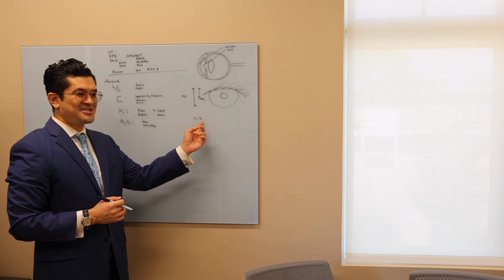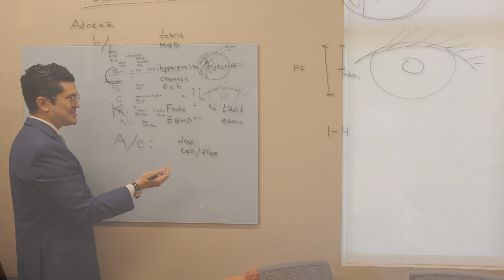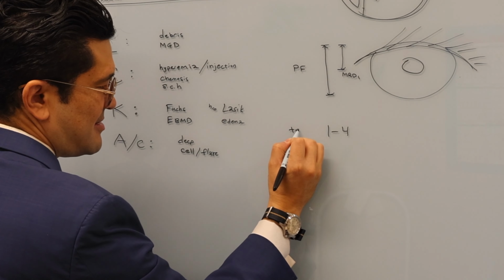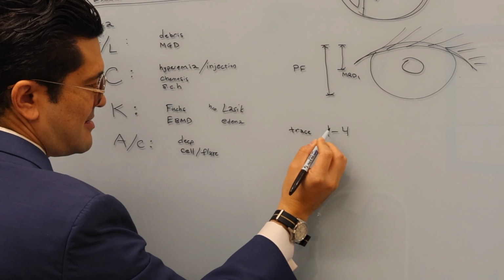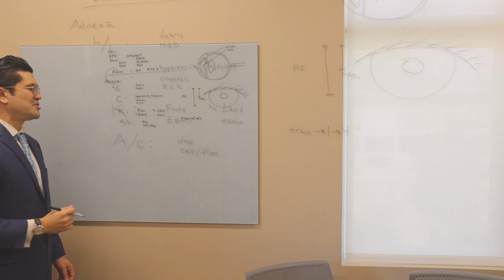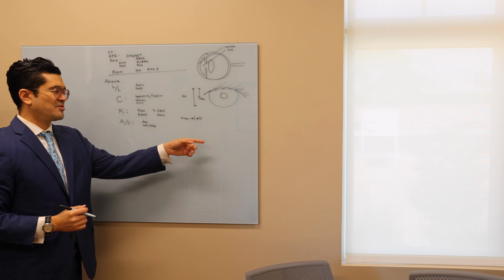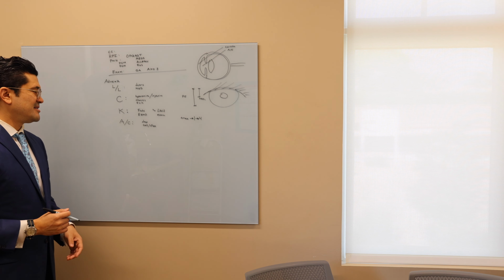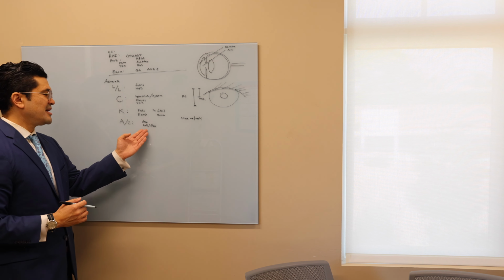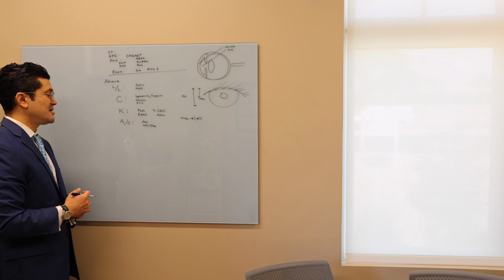4 meaning the worst, 1 meaning not so bad, and sometimes you can barely even tell there's anything there, and we might write something like trace. So trace, 1, 2, 3, 4, and that is your only options. So a lot of times you'll see, okay, there's cell and flare, how much? Well, let's say it's 2 plus.